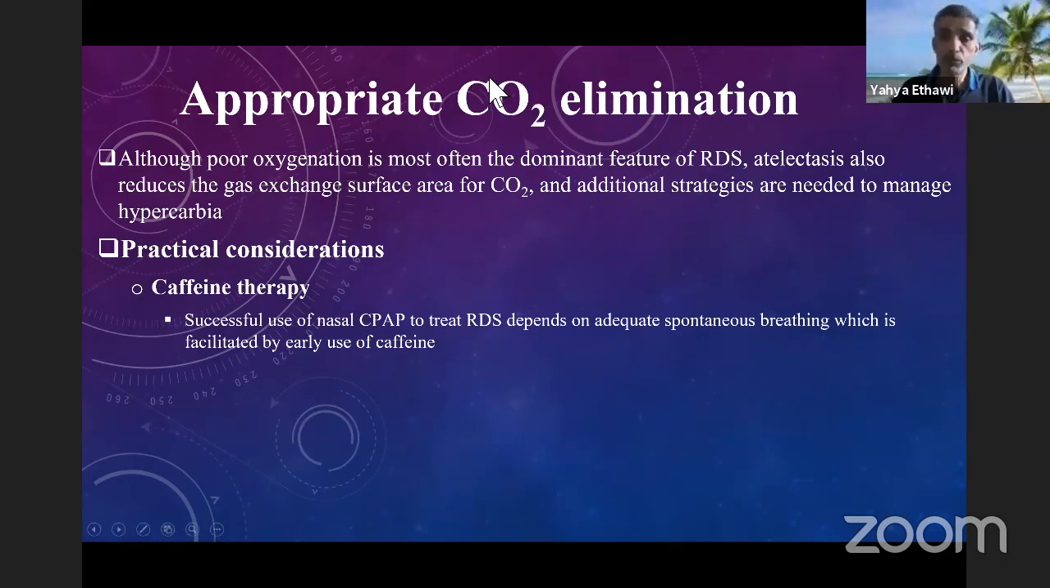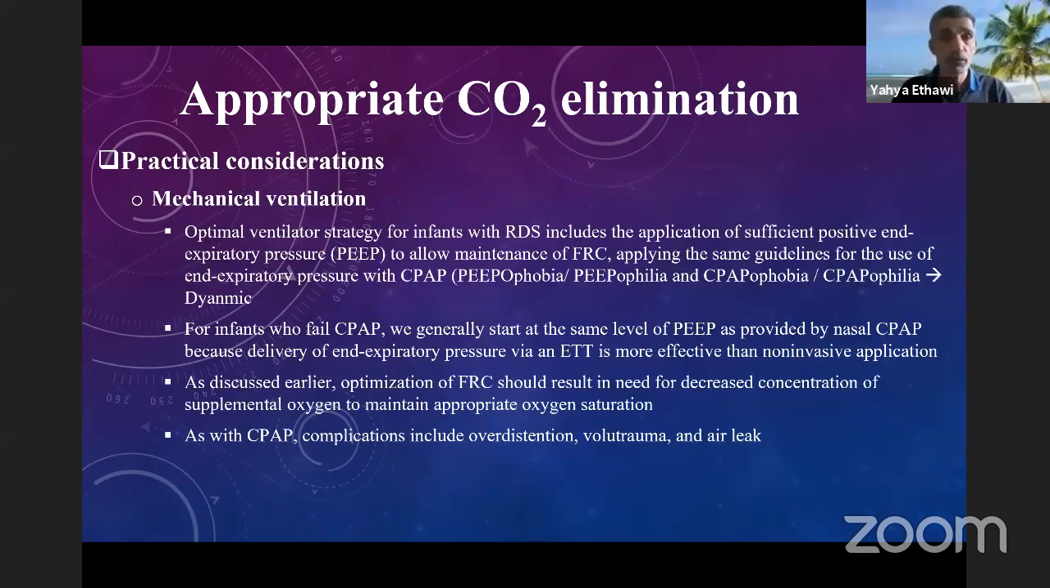How do we improve CO2 elimination in RDS? Caffeine therapy with CPAP. And that's why people ask me, should I continue caffeine while I am ventilated? The answer is yes, this is one of the reasons. How do we improve CO2? Proper mechanical ventilation. Volume targeted, pressure limited. Remember to use dynamic CPAP. Don't be PIPophobic or PIPophilic, or CPAPophobic or CPAPophilic.